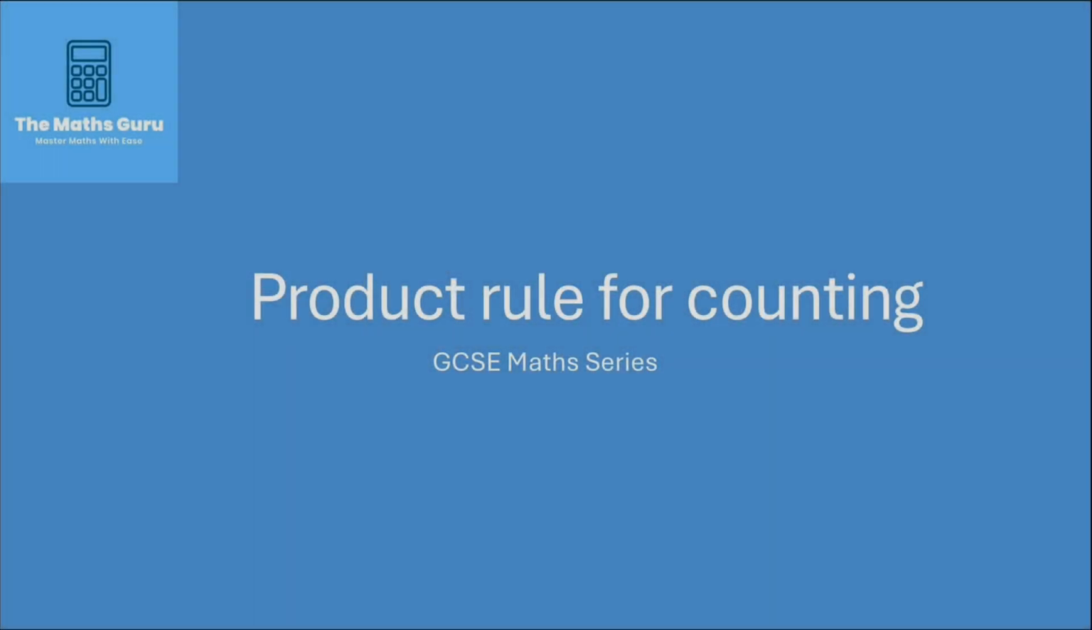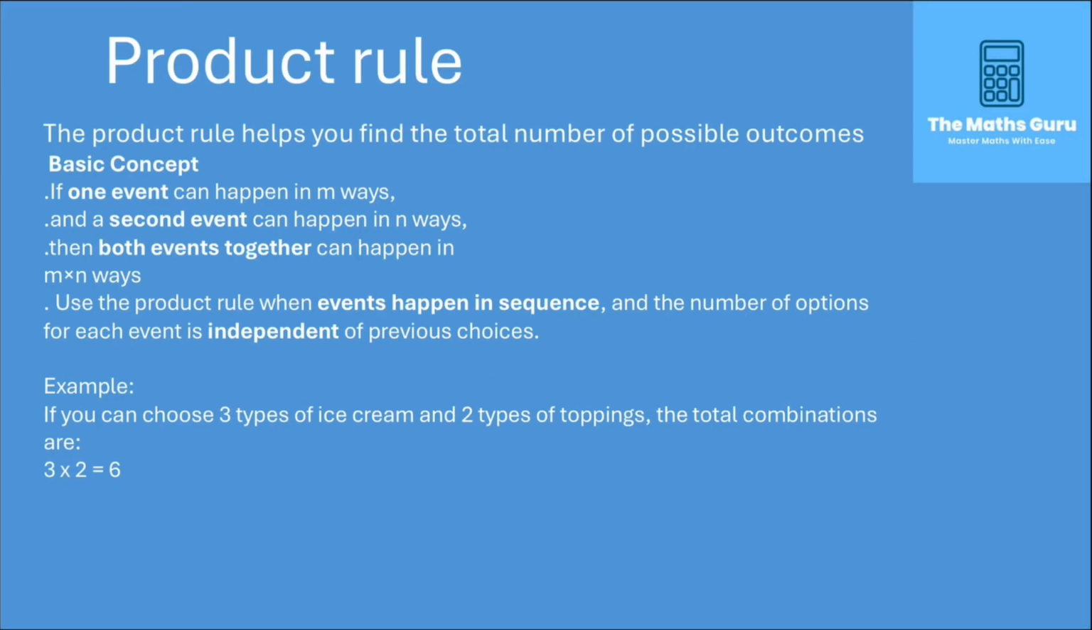Today we're going to be looking at the product rule for counting topic. So let's get straight into it. The product rule is a method which helps us to find the total number of possible outcomes of, say, restaurant choices on the menu. We can have clothing choices. These are the main examples that you'll see.